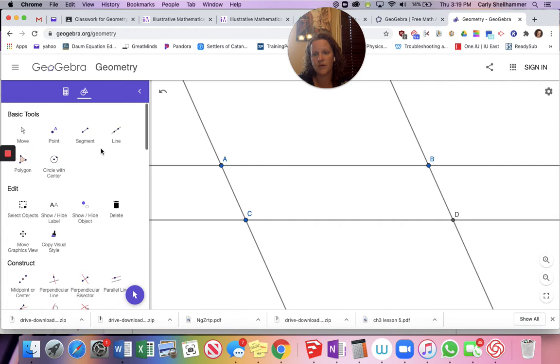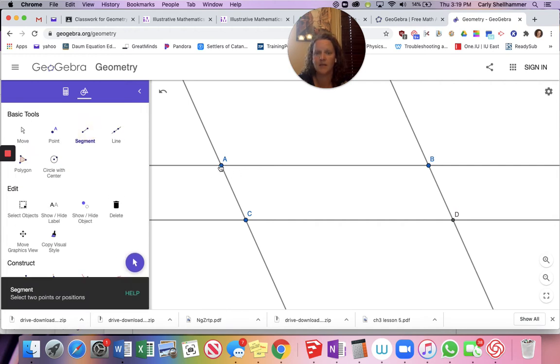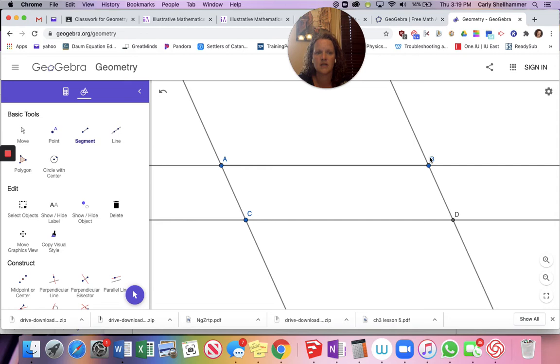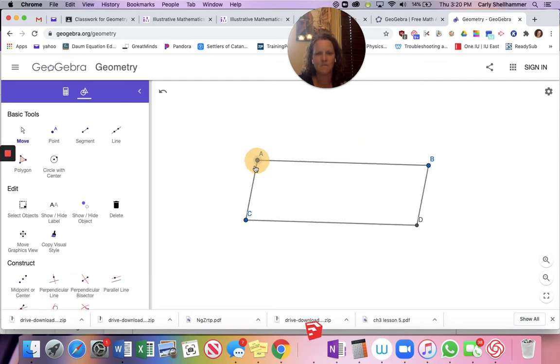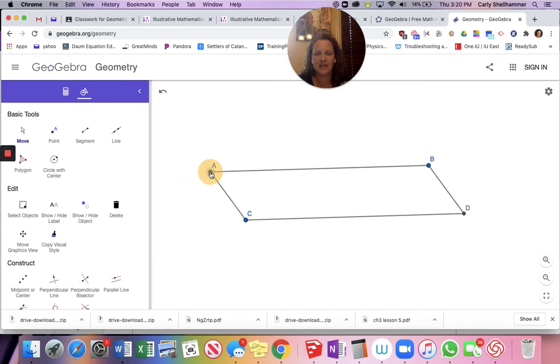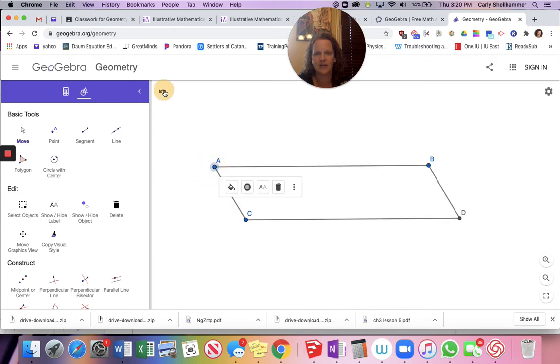All right, I'm now going to do something that seems very silly, but I'm going to make segments over each one of these things so that I can hide the lines. Remember, segments are pieces of a line with distinct endpoints, and lines go forever in both directions. This is just going to look a lot cleaner to me. See? So these are parallelograms, and I think no matter what I do, they stay parallelograms because that's how I constructed it. All right, I'm going to undo that so I can see it.